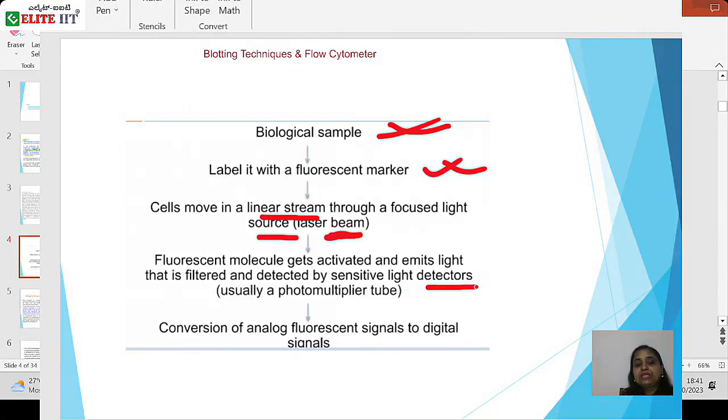In this case, mainly three types of detectors are there. I will discuss that. Now, conversion of analog fluorescent signals to digital signals. So finally, in the computer you will find the result, all the plots you can get. Okay, so that is called the digital signal.